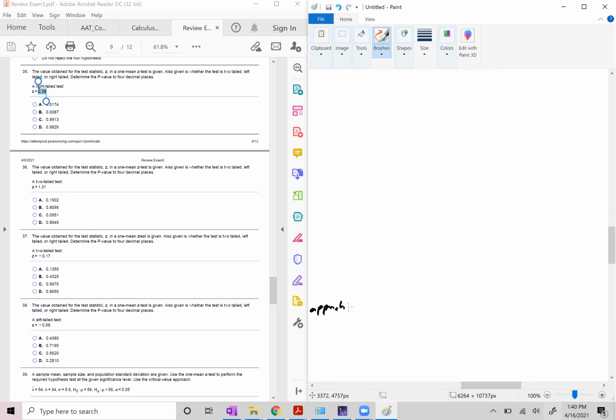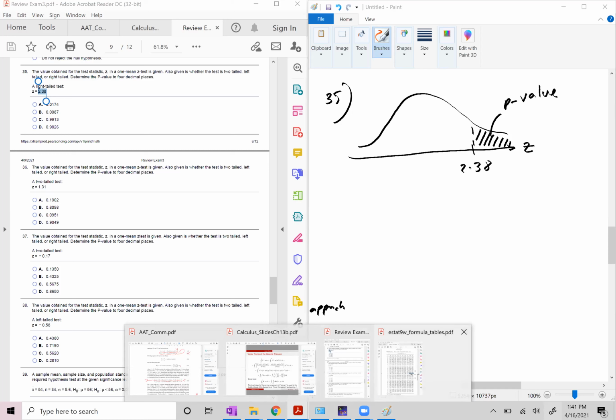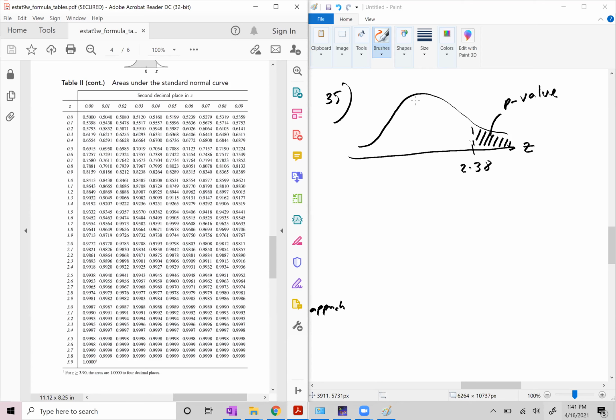So let's do it now. Question number 35. It's a right tail test. So starting from the test statistic value, which is 2.38, you simply need to calculate the area to the right. Why? Because it's a right tail test. So this is the p-value. How do you do it? Since it is a z test, you go to the normal table and look for 2.38.